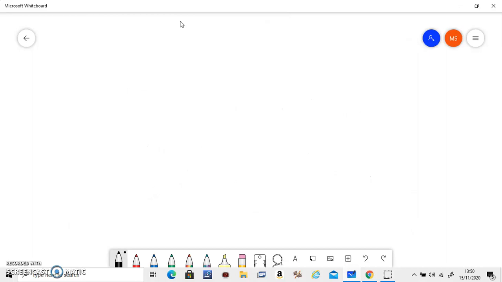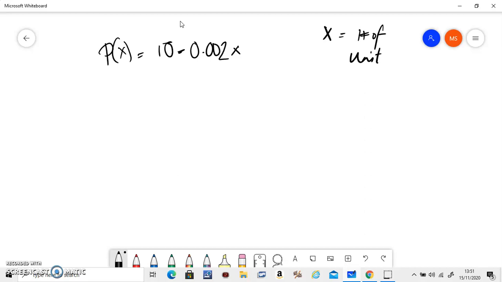Okay, I give you small p of x to be, say, 10 minus 0.002x. Say this is your price function, where x is the number of units at your company. Whatever you're making or whatever you're selling is the number of units x. So let's see question 1.